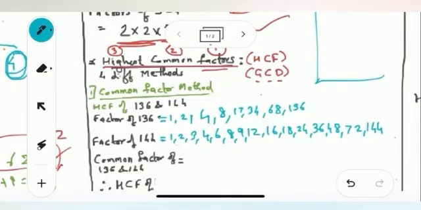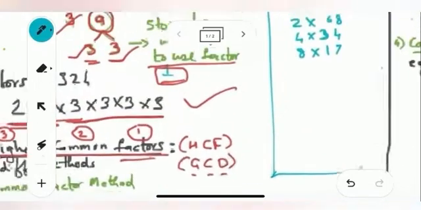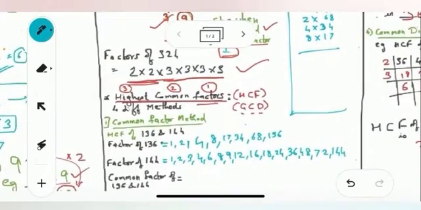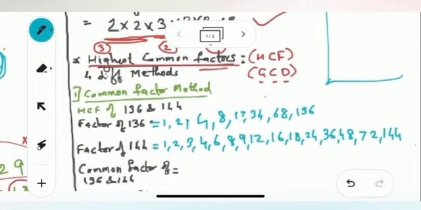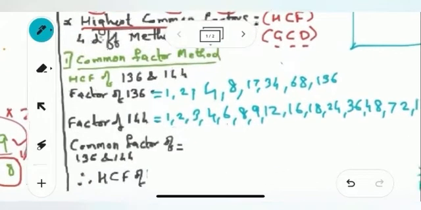In the common factor method, what are we going to do? We are just going to find the common factors first. The factors of 136 are 1, 2, 4, 8, 17, 34, 68, 136. And the factors of 144 are 1, 2, 3, 4, 6, 8, 9, 12, 16, 18, 24, 36, 48, 72 and 144. Now from this we have to find the common factors.